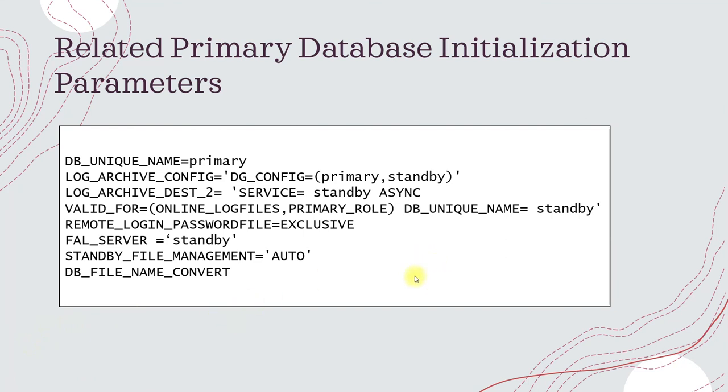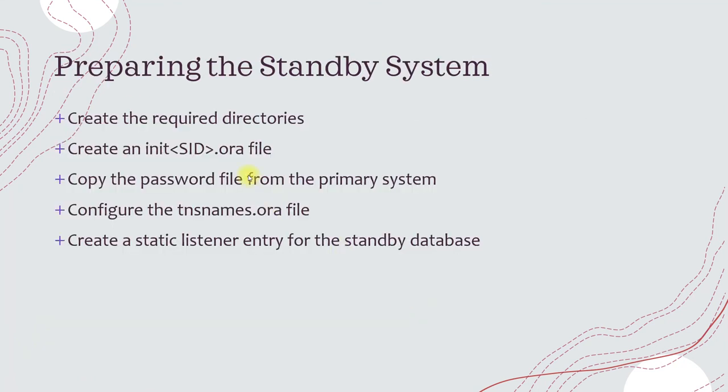Okay, let's move on. Preparing the standby database. Now you need to create the required directories. These directories are the adump and bdump, okay, core dump destinations. Those have to be created on the OS level. You need to create the init SID.ora file, and you need to put only one parameter into it, which is db name, which should point to the primary database itself.